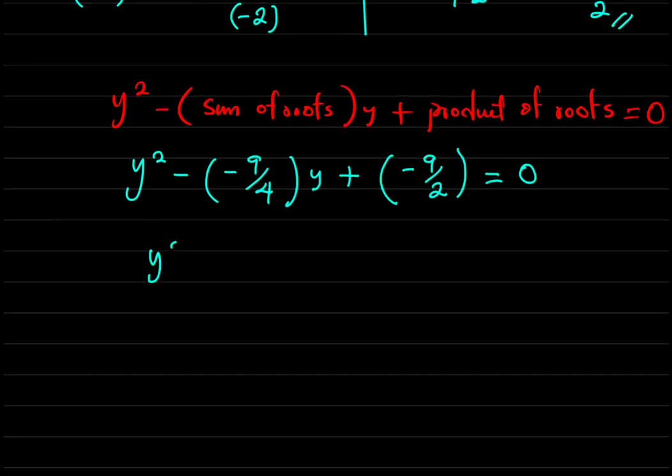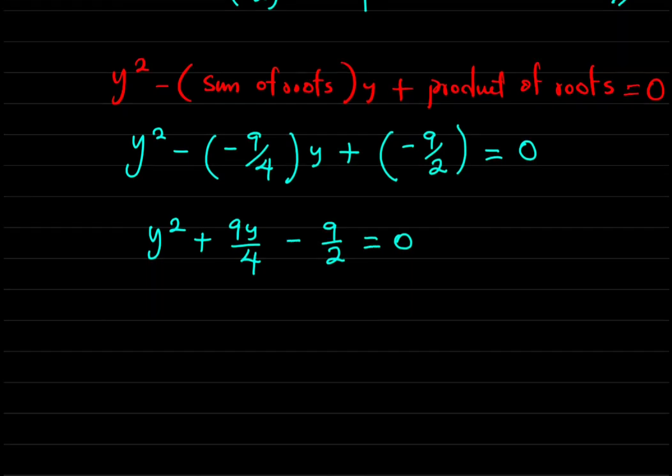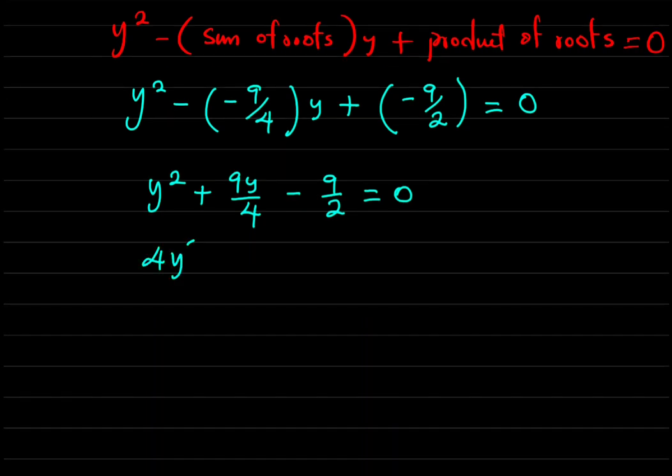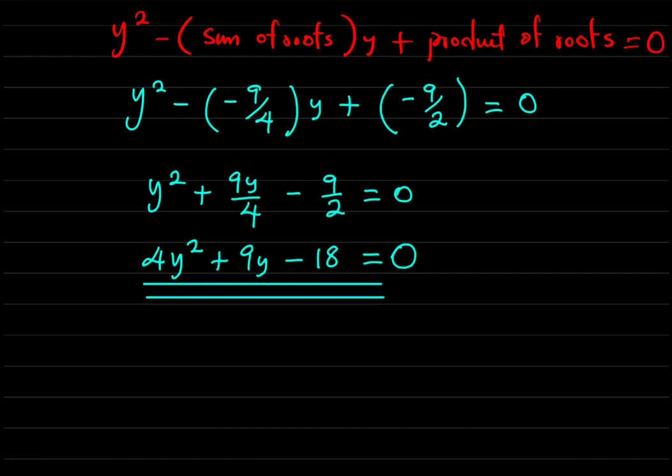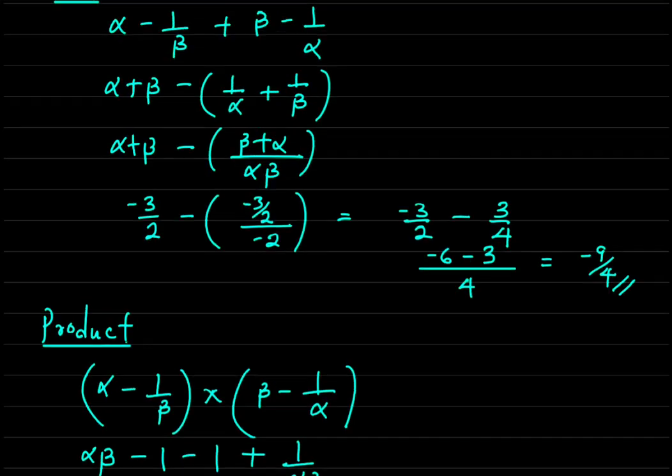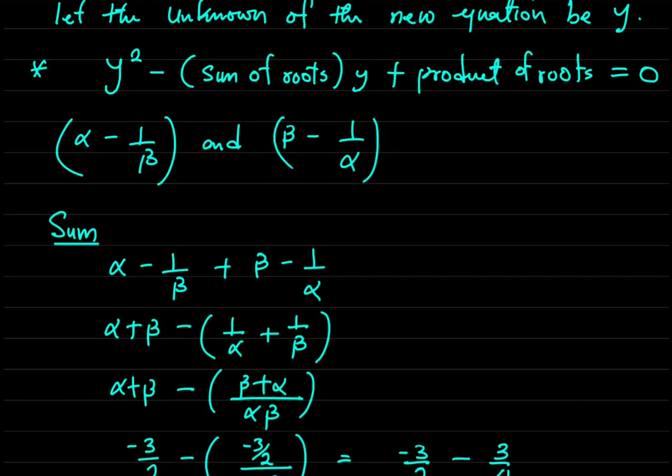So this is going to be y squared plus 9y over 4 minus 9 over 2 equals 0. Now we have to clear the fraction. We clear the fraction by multiplying through by the LCM, which is 4. So I'm going to have 4y squared plus 9y minus 18 equals 0. Now this is my answer, which is very important that we take note of. This is the equation whose roots are the ones given here, which is alpha minus 1 over beta and beta minus 1 over alpha.